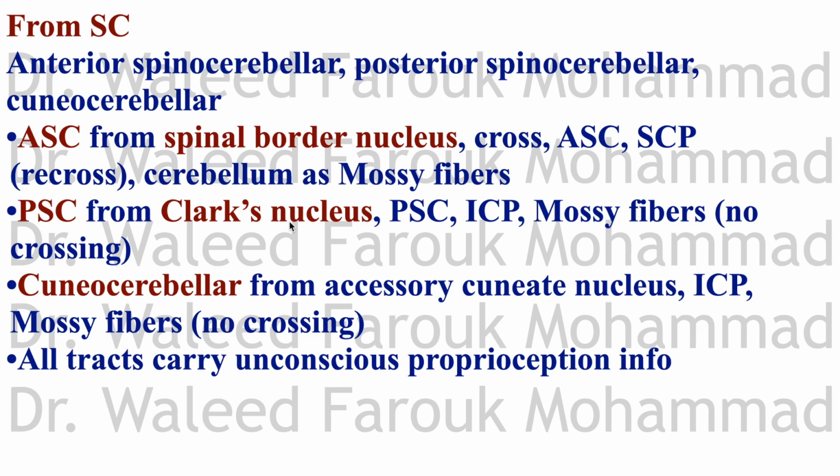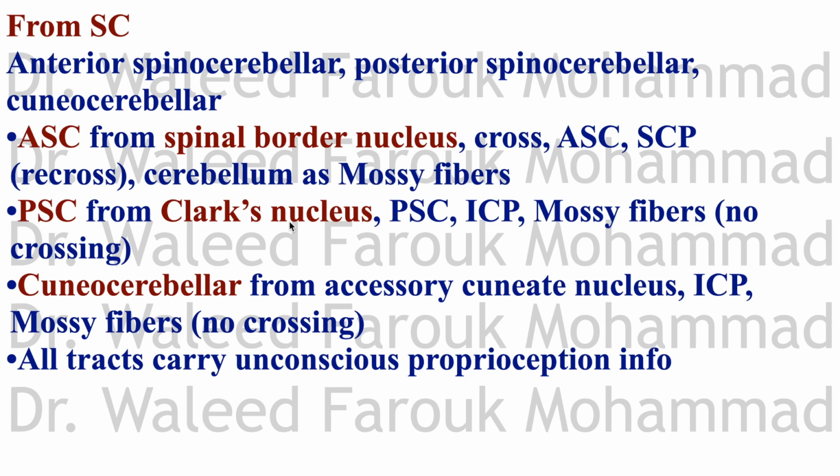From the spinal cord, there are the anterior spinocerebellar, posterior spinocerebellar, and cuneocerebellar tracts. The anterior spinocerebellar arises from the spinal border nucleus, it crosses and then ascends as the anterior spinocerebellar. In the superior cerebellar peduncle, it recrosses, which is questionable. And then it goes inside the cerebellum as mossy fibers. The posterior or dorsal spinocerebellar arises from Clark's nucleus, ascends as the posterior spinocerebellar and then enters the inferior cerebellar peduncle and resembles itself in the cerebellum as mossy fibers also. There is no crossing here.